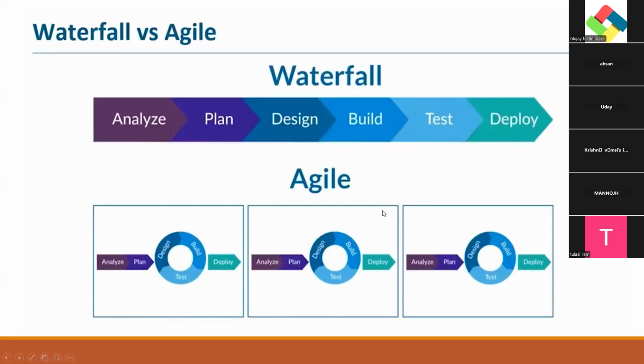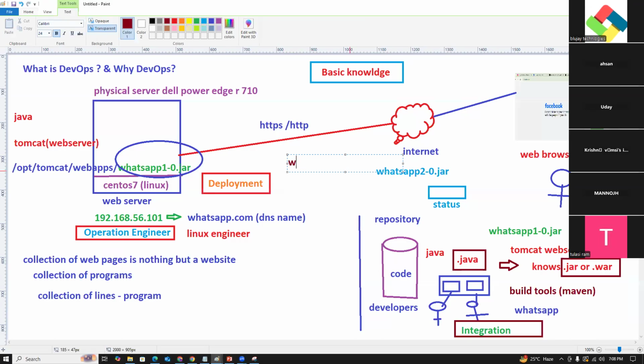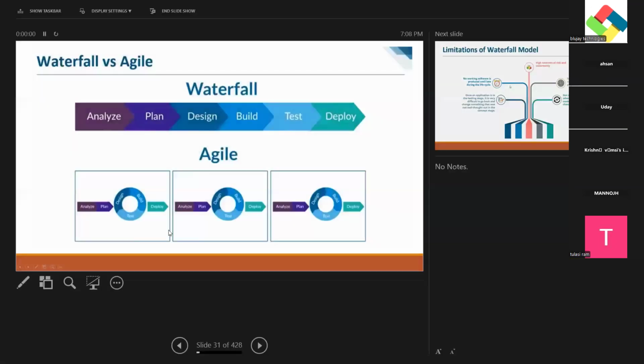So what is the waterfall methodology? Waterfall is nothing but a manual process. The waterfall model is nothing but manual. They are doing the deployment manually, and the integration also manually. Then agile comes into the picture. So what are the drawbacks in the waterfall methodology?